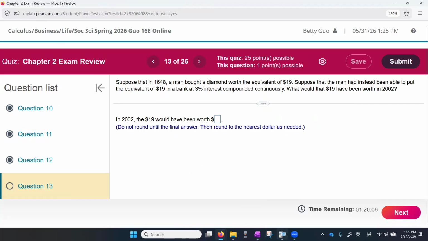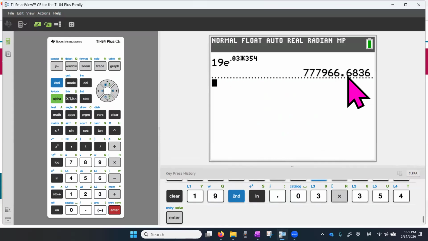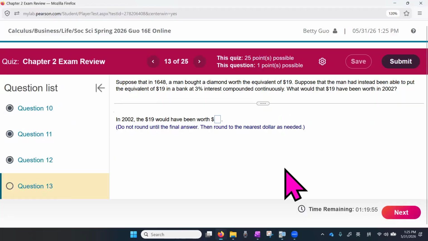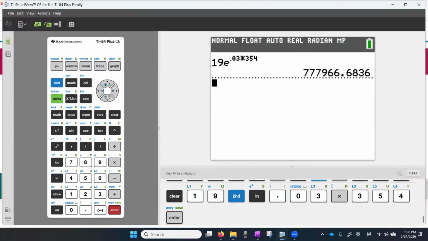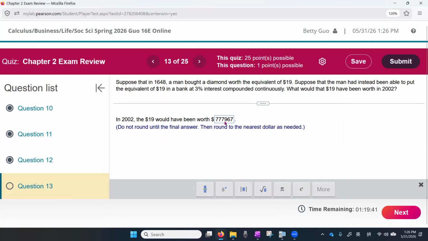Nearest dollar. Okay. 6 is bigger than 5, so $777,967. Not even a million, but you start with $19, right? You start with $19 and end with $777,967. Let me double check.